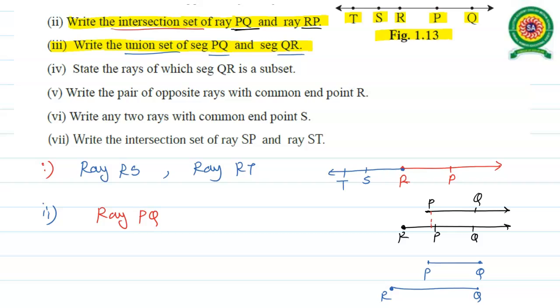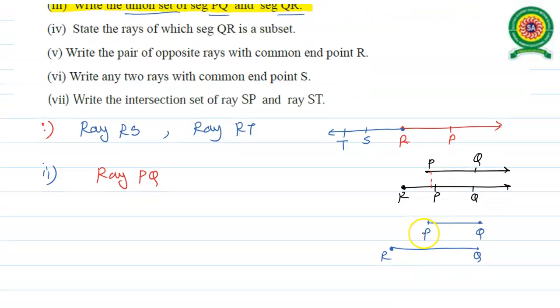Union set means those points which are included either in segment PQ or in segment RQ or in both. So the union of the given segments becomes the segment RQ. Whichever is the greatest or biggest segment we have, that should be the union of both.